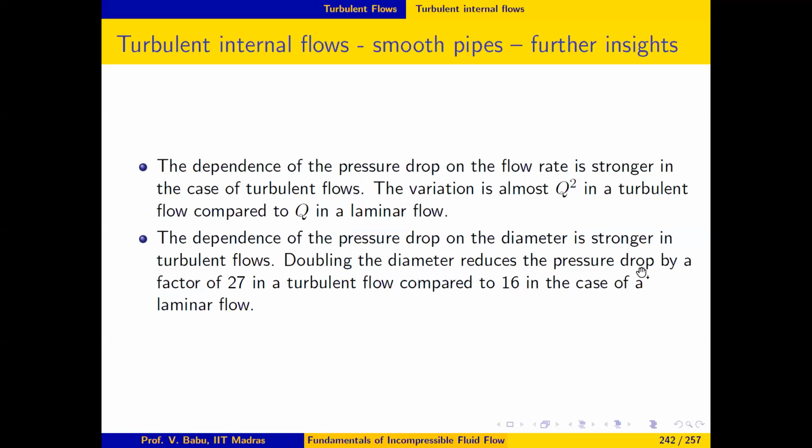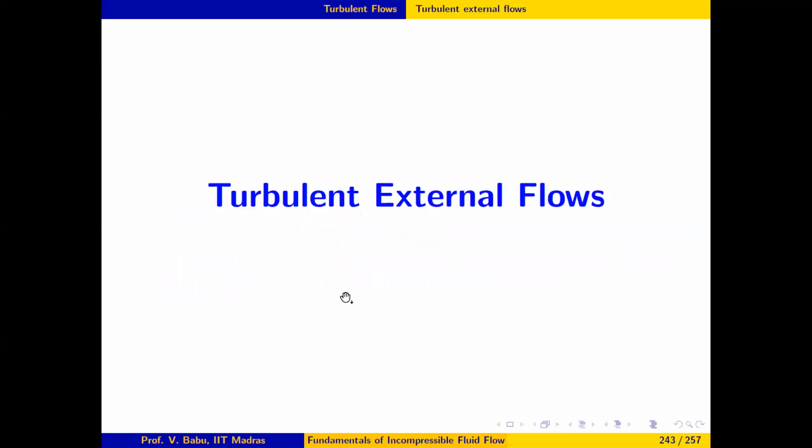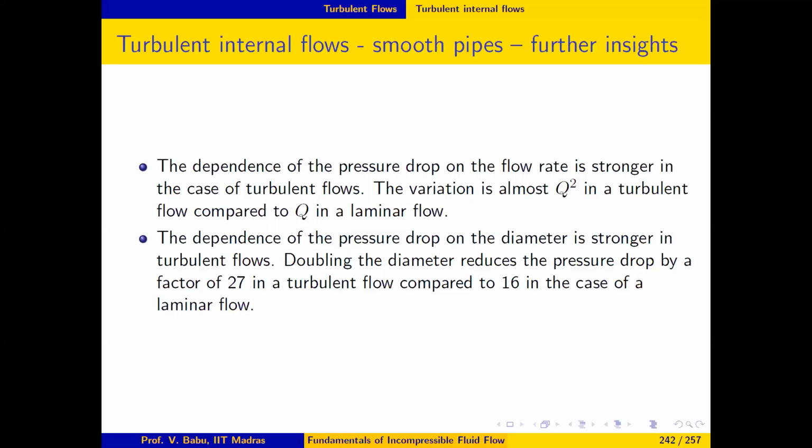For instance, doubling the diameter reduces the pressure drop by a factor of 27 in a turbulent flow compared to 16 in the case of a laminar flow. So it makes sense to increase the diameter of the pipe in the case of turbulent flow to reduce the pressure drop. Of course, the drawback with this strategy is that higher flow rates would be required, number one. Number two, the weight of the pipe also increases, thereby increasing the cost. So one has to strike a balance between increasing the diameter versus increasing cost and other factors in the case of pipe flows. So that concludes our lecture on turbulent internal flows.